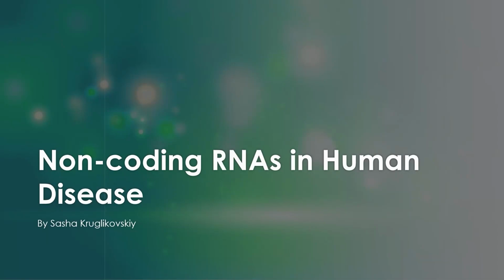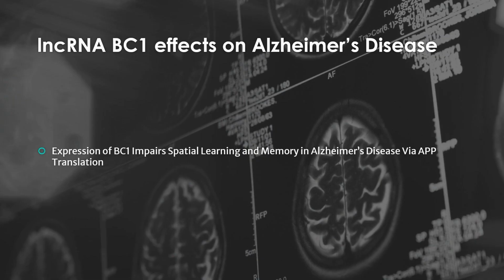Today we will look at the role of non-coding RNAs in human disease. This is a big emerging field, and understanding their effects can be used as another tool in diagnosing or treating different diseases like different types of cancer, neurodegenerative, and cardiovascular diseases, as well as developmental, autoimmune, metabolic, psychiatric disorders, and more. Today, I'll discuss how non-coding RNAs affect Alzheimer's disease, more specifically, a long non-coding RNA called BC1 and how it affects spatial learning and memory in Alzheimer's disease.